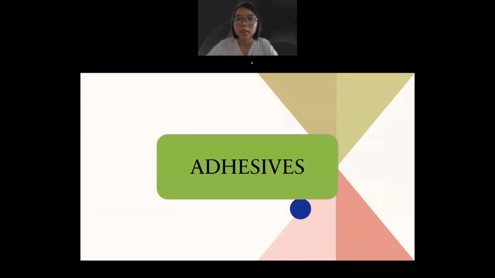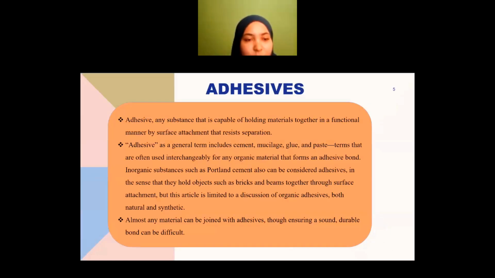Okay, today I will explain about adhesive. Adhesive is any substance that is capable of holding materials together in a functional manner by surface attachment that resists abrasion. Adhesive as a general term includes cement, mucilage, glue, and paste, terms that are often used interchangeably for any organic material that forms an adhesive bond.